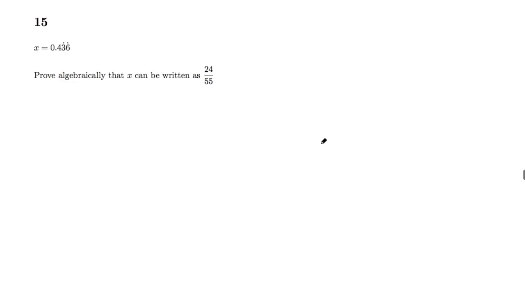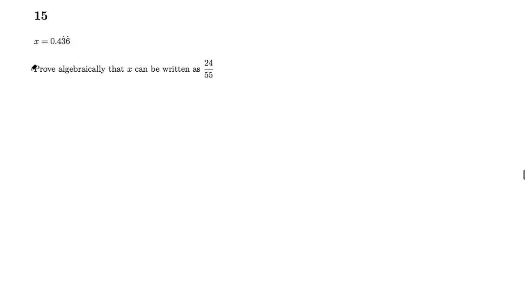Okay, so question 15 says x equals 0.436 and the 3 and the 6 are recurring. Prove algebraically that x can be written as 24 over 55. There's a process to these types of questions, and I covered this in, I believe, paper 2 from June 2017. So I went over a question just like this one, and there is a process.